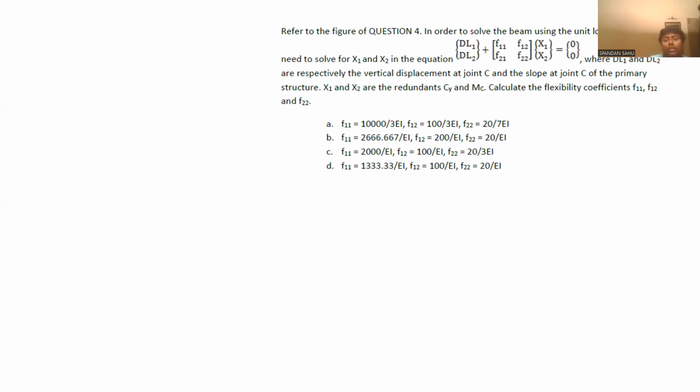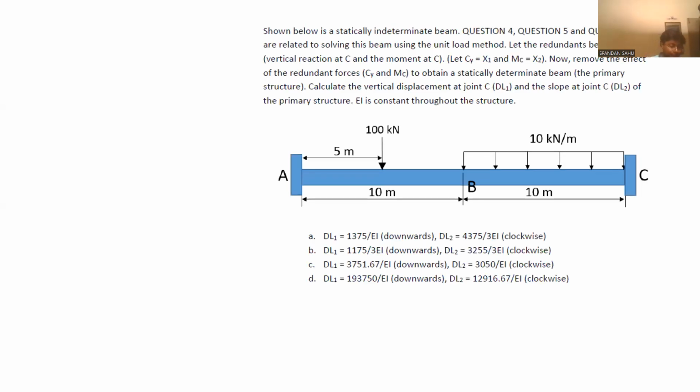Here also, can you tell what is the DSI of this structure? DSI would be 4 minus 2, which is 2. They have said the redundants are CY and MC. CY means this vertical reaction you have to remove, and this moment you have to remove. Anyway, there is no horizontal reaction, so Hx or Hc is 0.